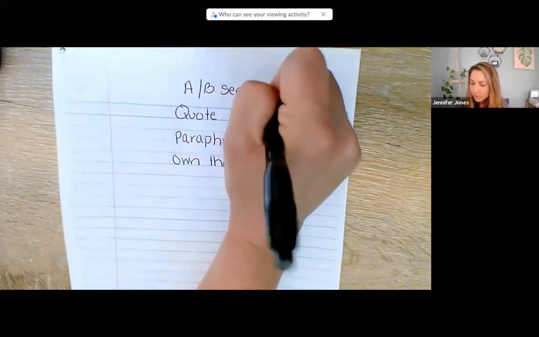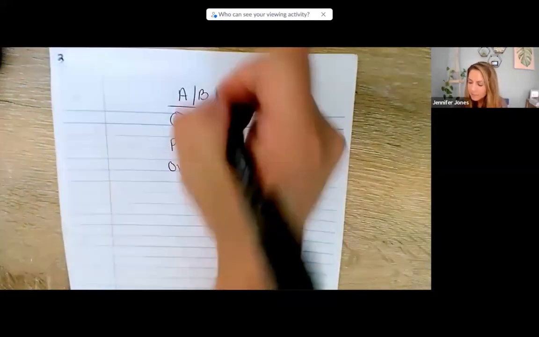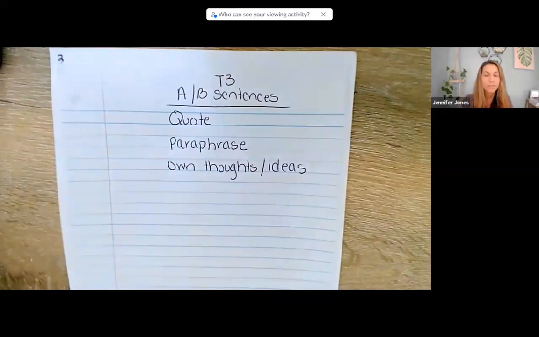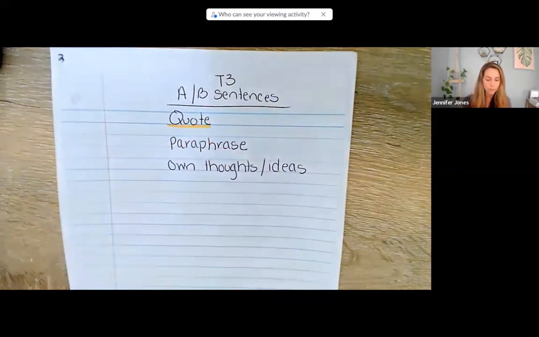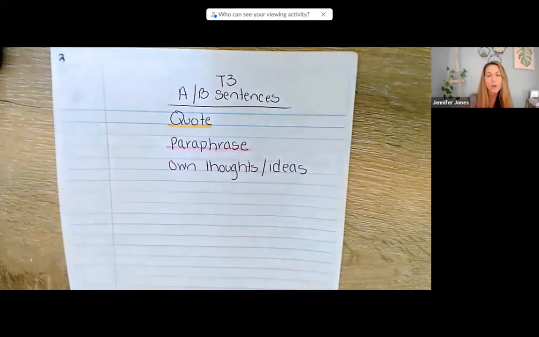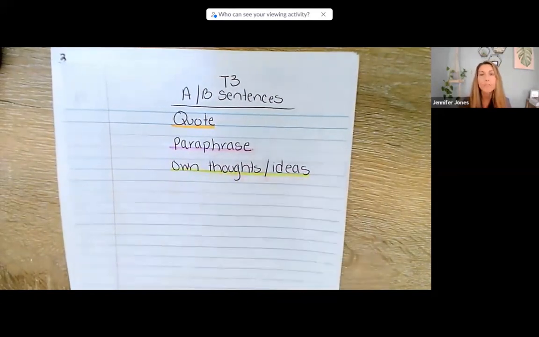And we're going to do this in T3. So A and B sentences, all right above that T3, so you know what paragraph we're looking at. We're going to use three highlighters now, or colored pencils or markers. We are going to underline all of our quotes in one color, all of our paraphrases in a second color, and all of our own thoughts and ideas in a third color.